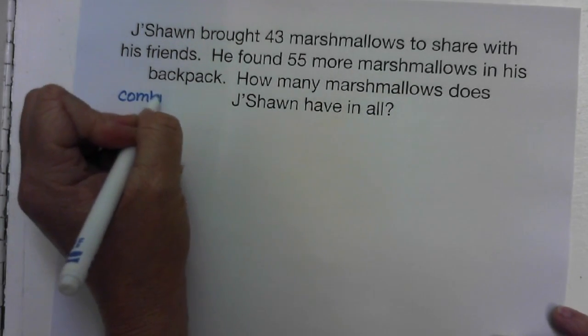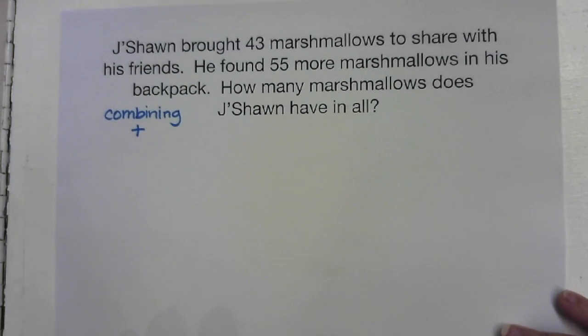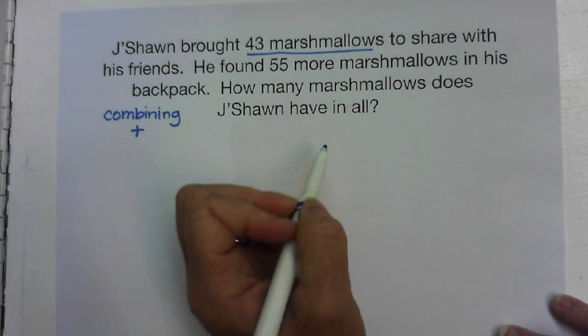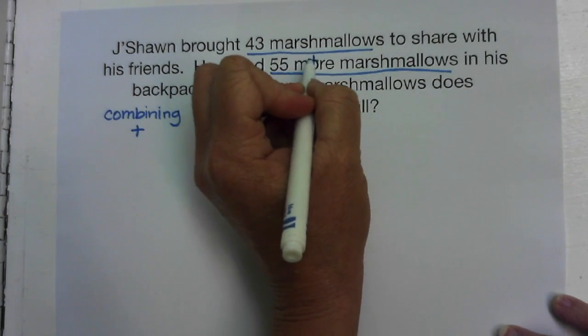So I'm going to write that we are combining, and that is addition. So he had 43 marshmallows. We found 55 more marshmallows. More often means plus.